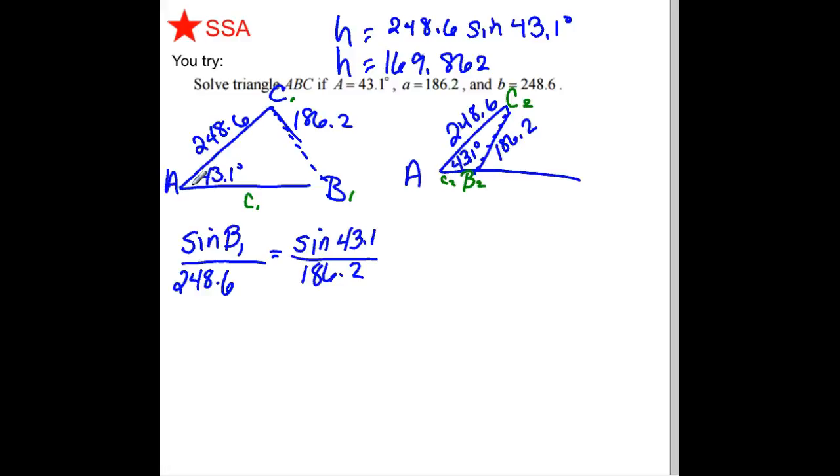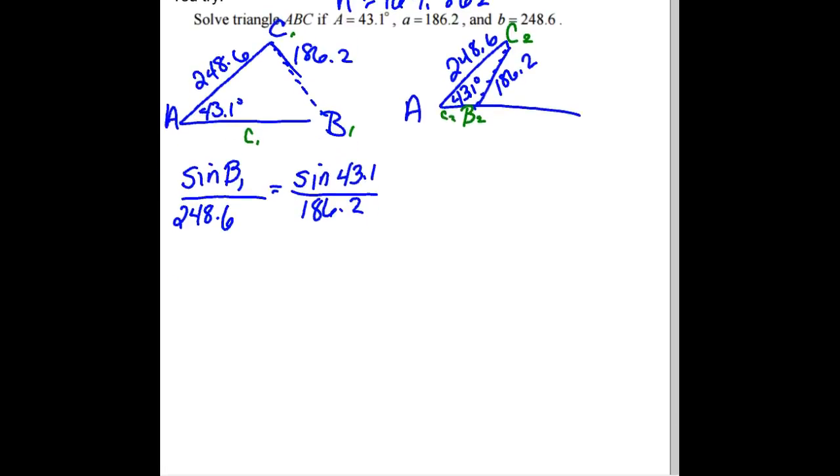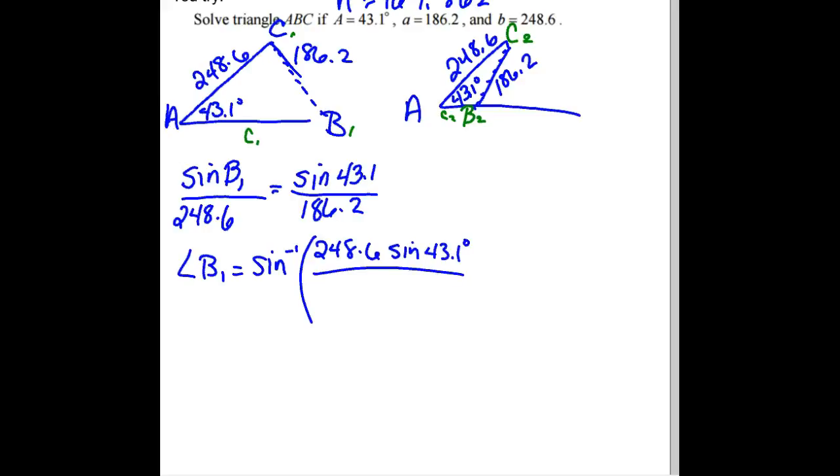And how did we solve that yesterday? Okay, cross multiply. So the 248.6 is going to move up to the other side. And then what? Then we have to use inverse sine, right, to figure out the angle itself. So angle B1 would be the inverse sine. The 248.6 is going to move up, get multiplied to the other side, times the sine of 43.1 divided by 186.2. All right, use your calculators. Make sure you have them in degree mode.